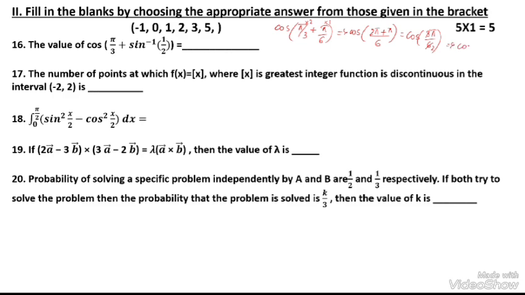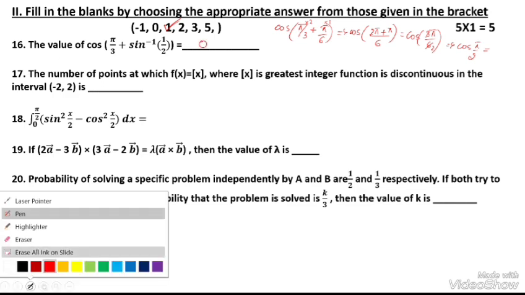The value of cos pi by 2. What is the value of cos pi by 2? The value of cos pi by 2 is 1. Sorry, 0. Sin pi by 2 is 1. The cos pi by 2 is 0. The value of cos pi by 2 is 0.